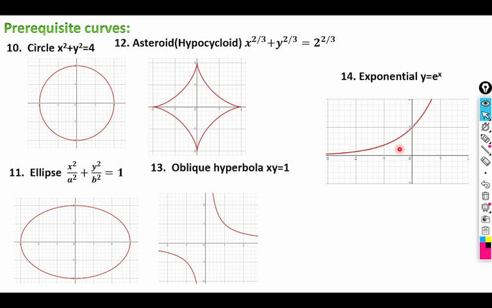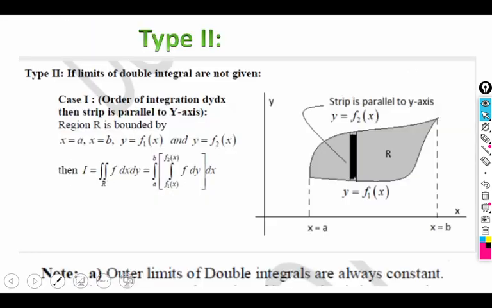Remember, you may come across any of these 14 curves while solving the examples of type 2. Whenever we get boundary equations in the double integral, our aim is to plot these graphs first. We have to draw the rough sketch of these curves and then decide the region of integration. So here is type 2, when the limits of the double integral are not given but we are given the boundaries of the region.